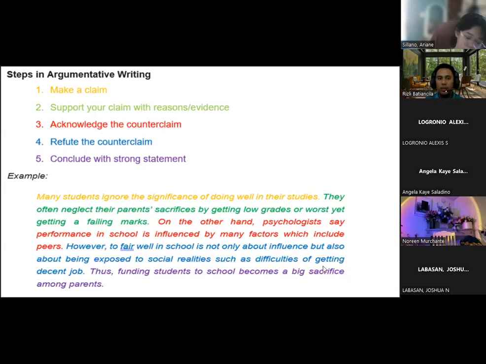Okay, so this is just an example on how to write argumentatively by using these simple steps in writing argumentatively in a paragraph form. Okay, so argumentative writing or argumentation and persuasion, it's a big help, or plays a vital role when it comes to writing a position paper.